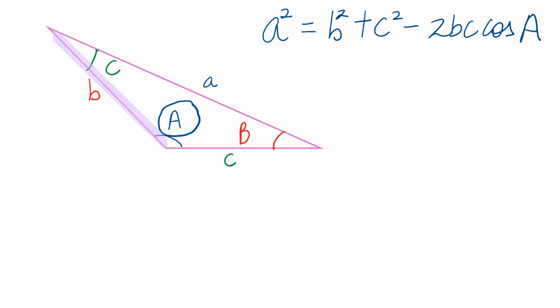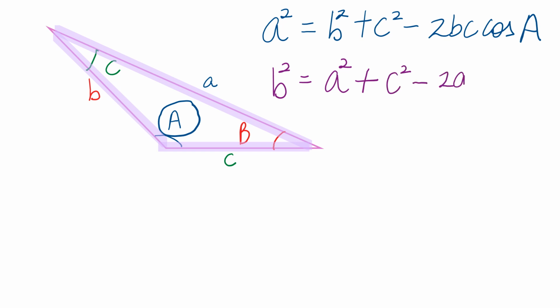So what happens if I want to find the side B instead? Sorry, I've already done A. What happens if I want to find side B? The side B is the one highlighted in pink, right? So you start off with B squared equals A squared plus C squared, minus 2AC, cosine B, uppercase B.